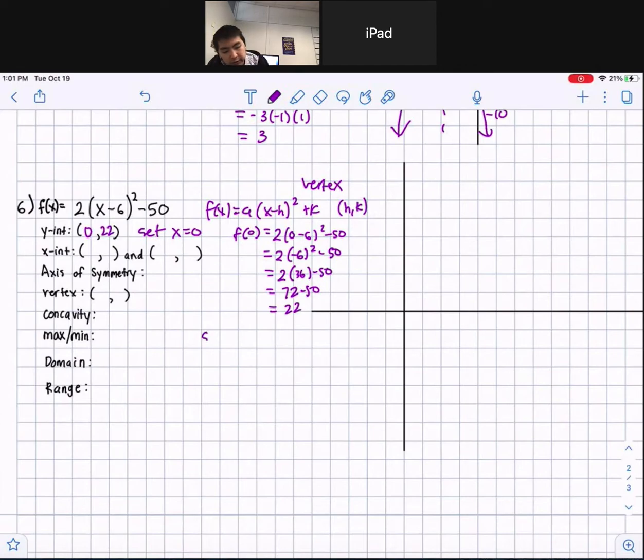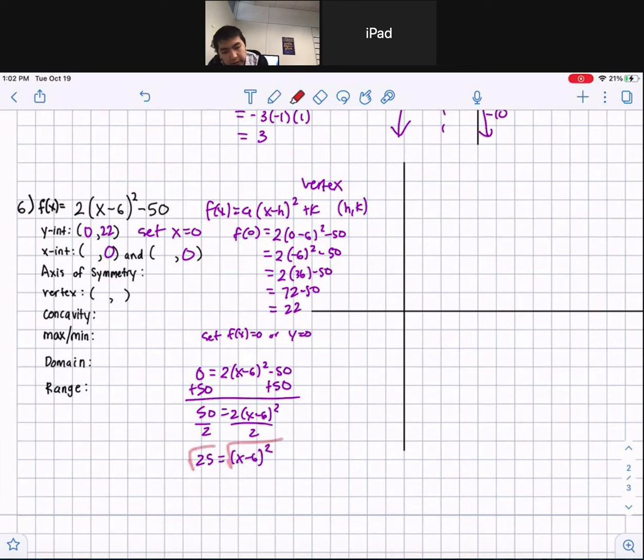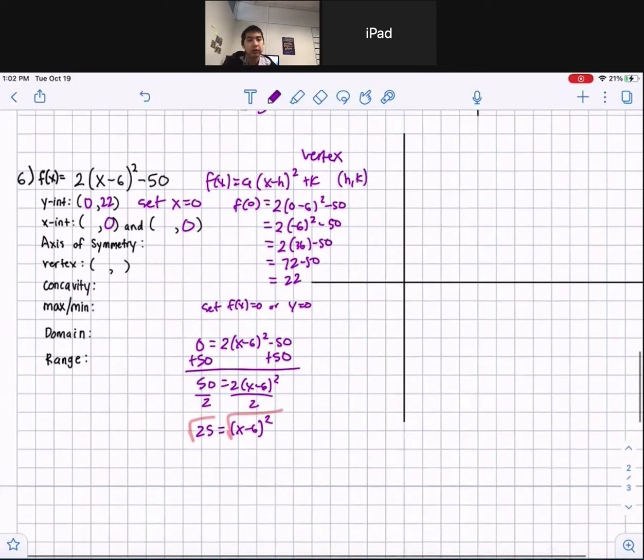X-intercepts, this is where you set f of x equals 0 or y equals 0, right? So these are y equals 0. 0 equals 2 times x minus 6 squared minus 50, and you solve for x. Add 50 to both sides. Divide both sides by 2. To get rid of that second power, you square root both sides. And remember, if you square root a variable, then on the other side, you're going to get plus and minus. Square root of 25 is 5.